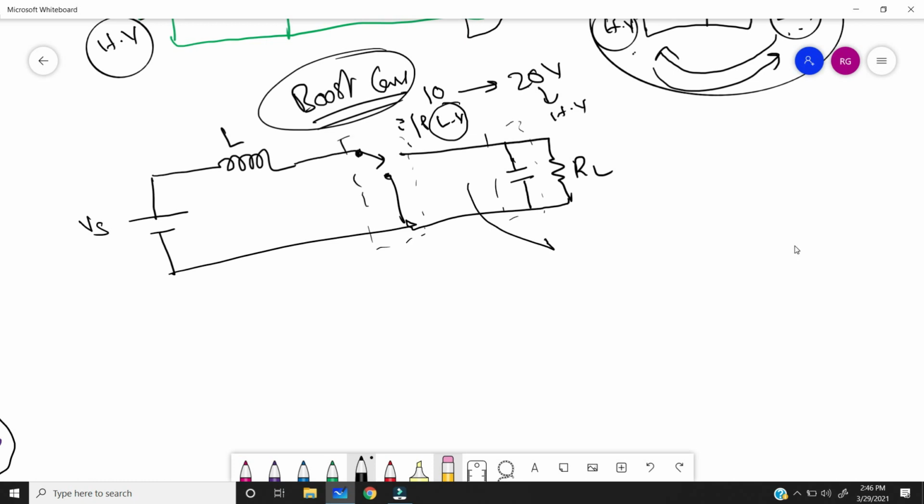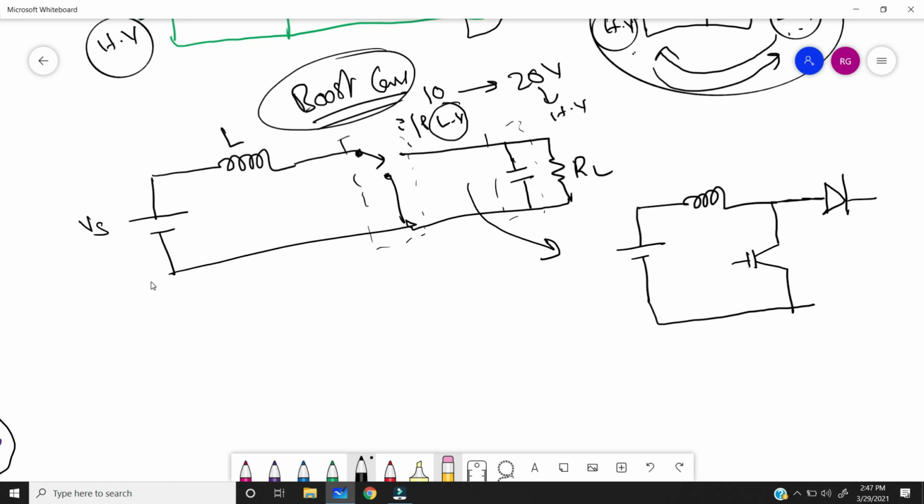If I redraw this circuit as this one, I am taking the input and then the inductor, and then I take this double pole single throw switch as two switches, like what we have in the buck converter. So I am rewriting this as one switch diode, and then I am taking the switch S.